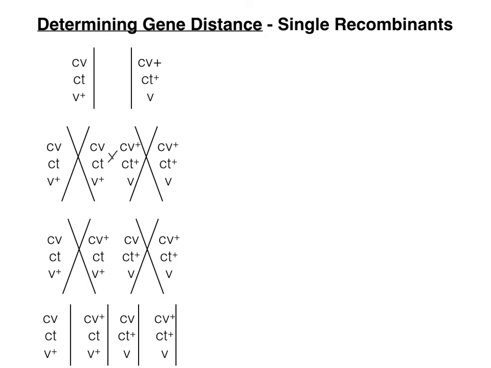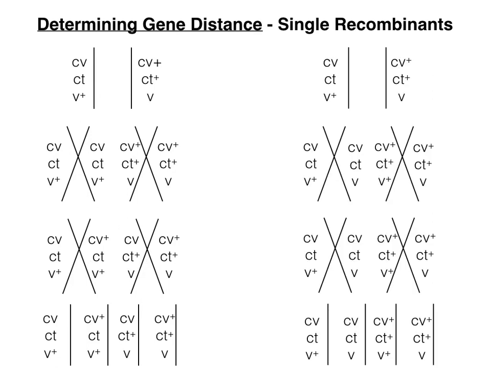So you'll see, here's the result of that single crossover. The CV plus allele is now on this chromatid. The CV allele is now on this chromatid. And here are the sex cells that would be produced as a result of meiosis. All right, we're making progress here.